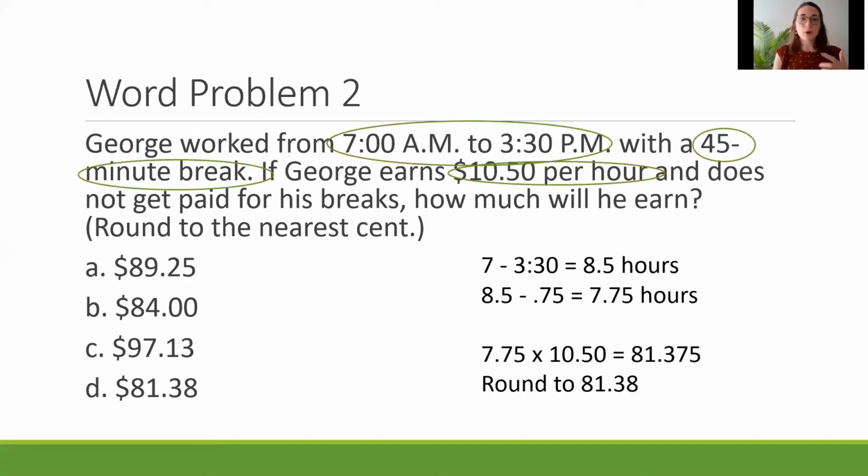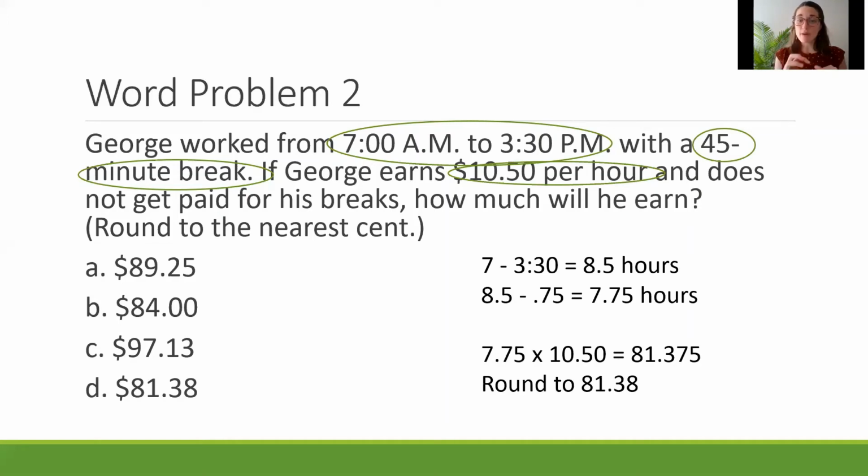So I'm going to pull out the important information. How long did he work? How long was the break? And how much was he getting paid per hour? So first I need to figure out how many hours he worked. So 7 to 3:30, and I apologize, it looks like minus, but I'm just saying that time frame from 7 a.m. to 3:30 is 8.5 hours.